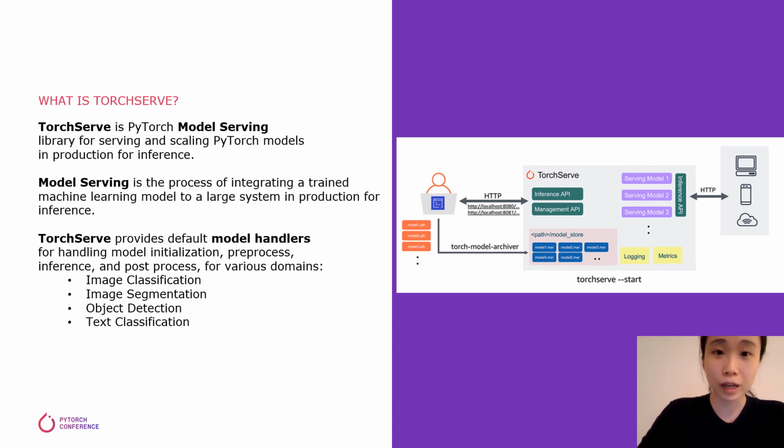TorchServe provides a number of default model handlers for handling the model initialization, pre-process, inference, and post-processing steps for various domains, including image classification, image segmentation, object detection, and text classification. Users can also write their own custom handlers for handling their own custom models.